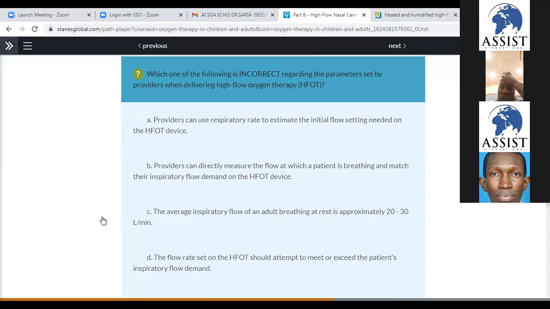So if you were following our presentation, you can see that option B is the false one, or incorrect. The provider cannot directly measure the flow at which the patient is breathing, and it is very difficult to match the respiratory flow demand on the HFOT devices. But we all agree that our resting breathing demand is 20 to 30 liters per minute. We have seen that high flow oxygen therapy devices exceed the patient demand at rest, and the provider can use respiratory rate to estimate the initial flow setting. So the incorrect one is option B.